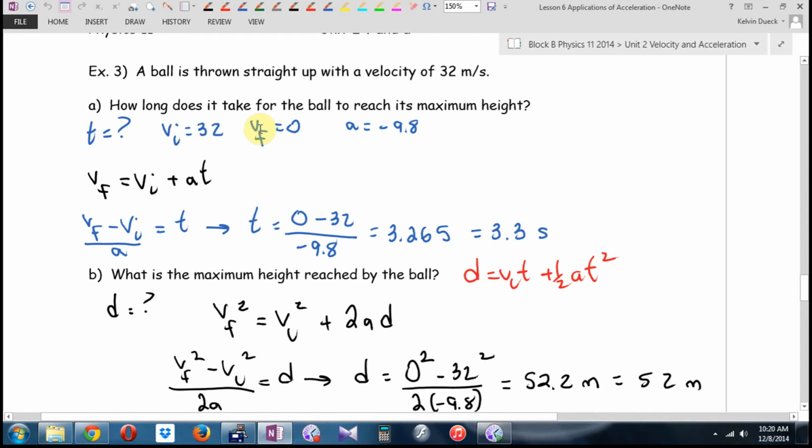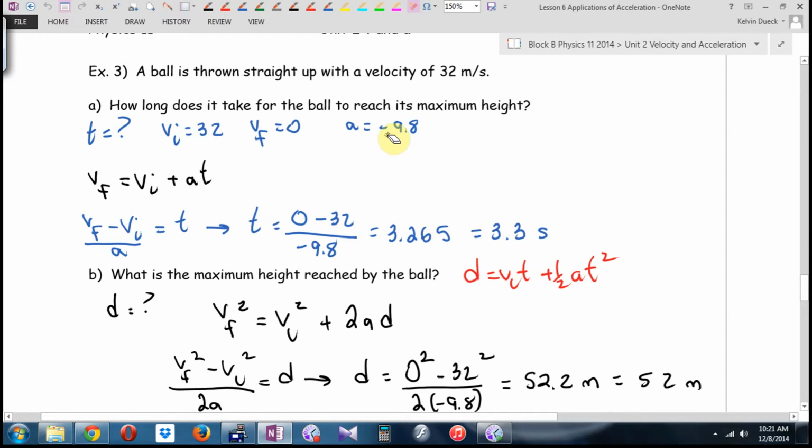So quick review, we said we're throwing a ball straight up with an initial velocity of 32 meters per second. We said that was VI. Then we asked, how long does it take for the ball to reach its maximum height? We said there's something else we can assume. If we're throwing something straight up, at the top for a split second, how fast is the projectile traveling? 0. We can assume V final is 0. Oh, and it's in free fall, negative 9.8.